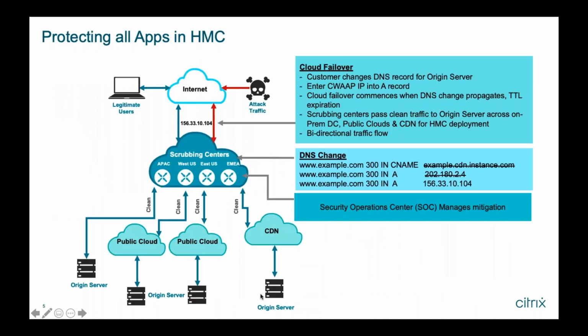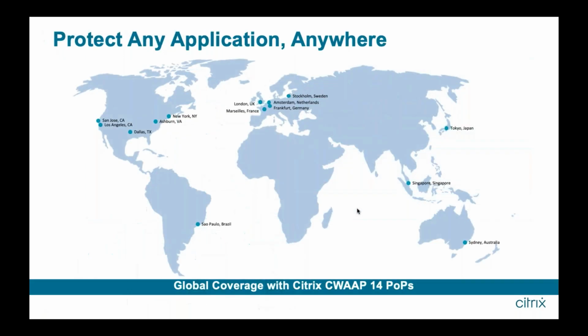That's all it takes. And if you look at how to protect your apps in a hybrid multi-cloud world, your applications can be in a data center, behind a public cloud, or on a public cloud, behind a CDN. It doesn't matter where they are, they are protected exactly the same way. Users come to the internet, then go to the scrubbing center, and clean traffic goes to your application. So again, what you need to change is the DNS A record or CNAME, and you're good to go.